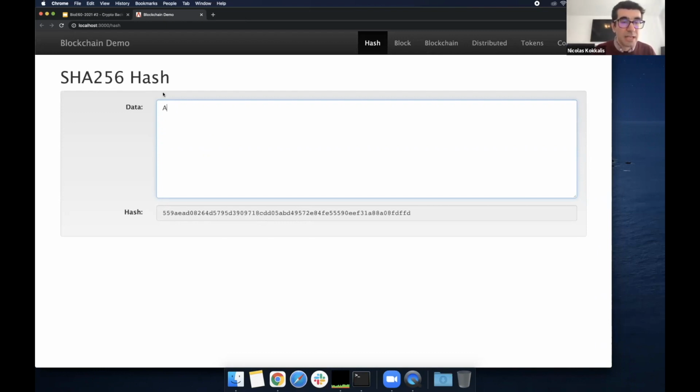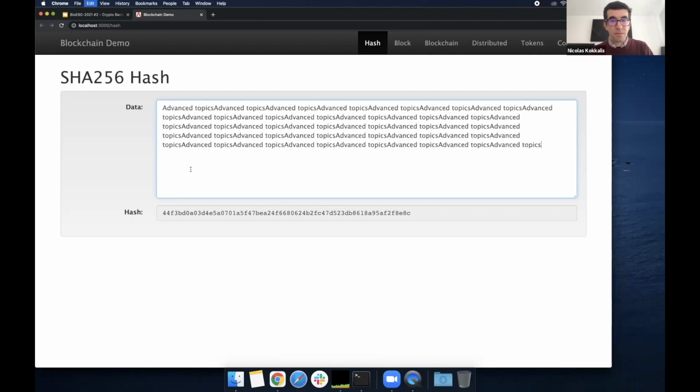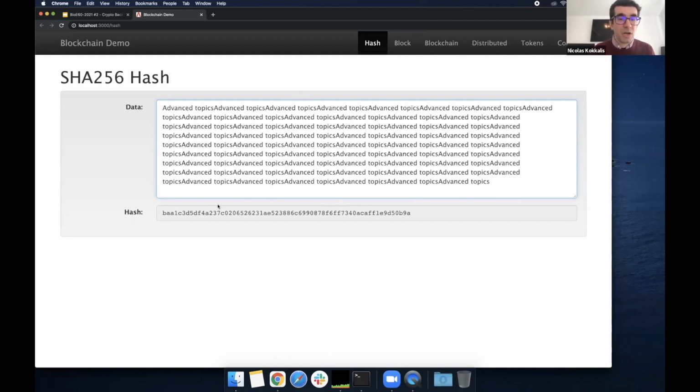You see, the hash of A is 559, and go back to A, again 559, no matter what I do. And the data, as I said, could be arbitrary length there. It can be very long, and the hash is still the same size.